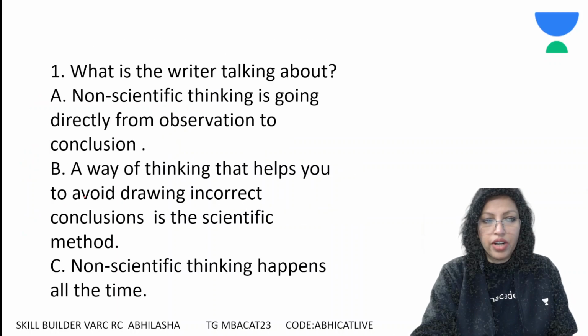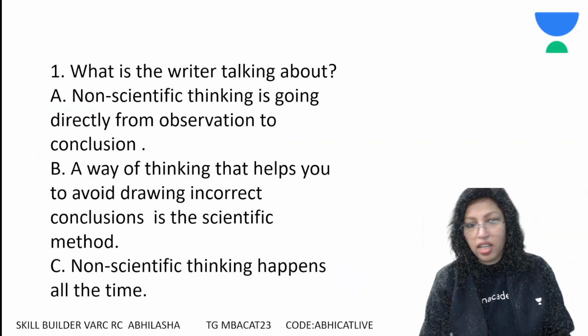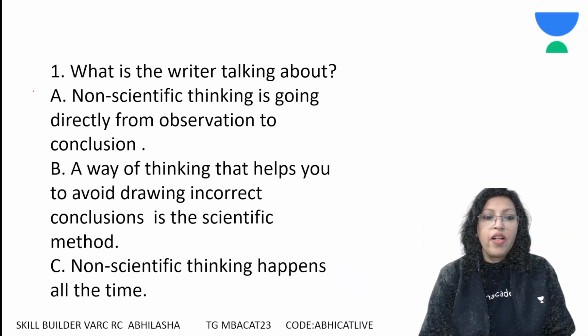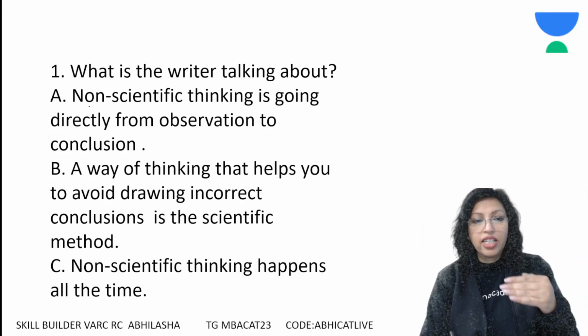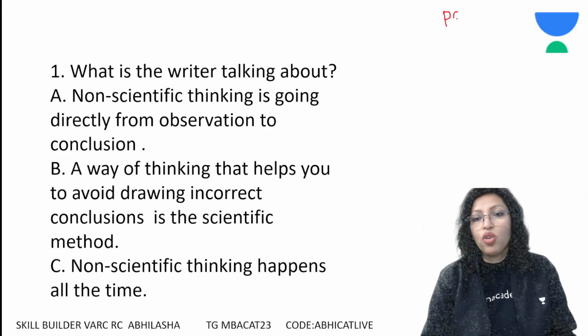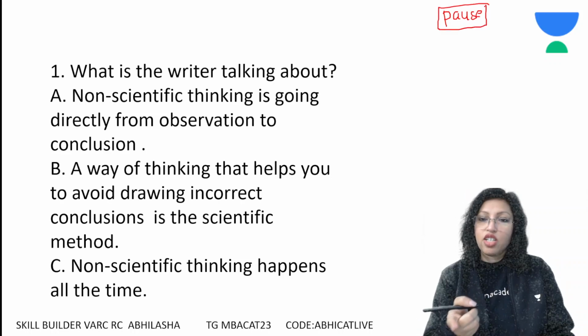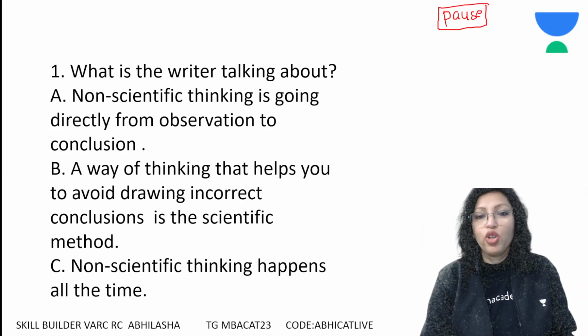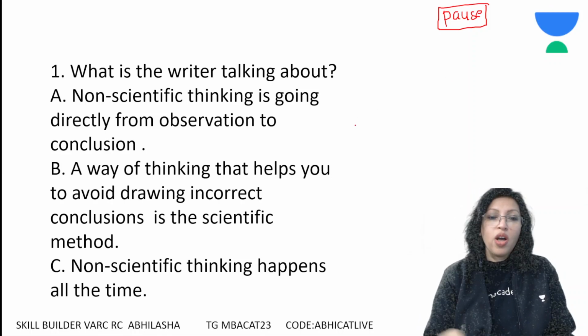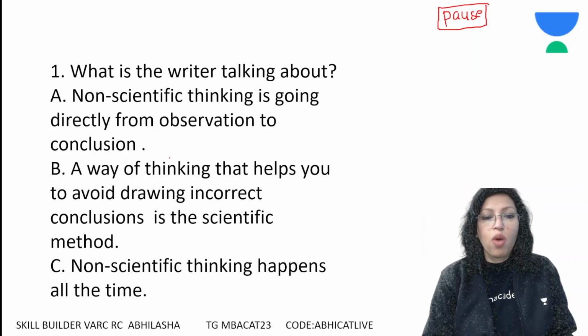Okay. All right. Now what is the writer thinking about? So let's take a minute. Let's read the options. Again, this is where you can pause your video and take a minute, read the options in your own mind, think of what the right answer is going to be, and then come back and play the video and check if the option is right. So non-scientific thinking is going directly from observation to conclusion. A way of thinking that helps you to avoid drawing incorrect conclusions is the scientific method. And non-scientific thinking happens all the time.